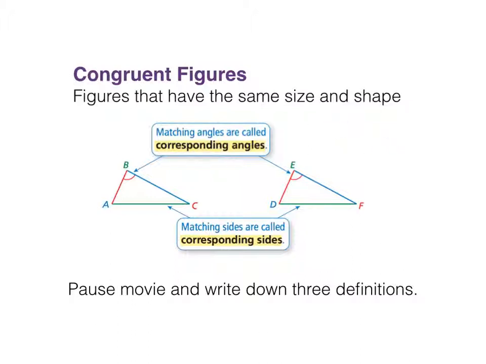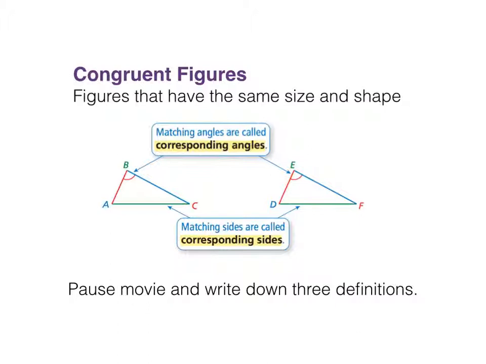So, the figures that you guys can see below, these two triangles, are congruent figures because they have the same size and shape. We can also say that corresponding angles are matching angles and that corresponding sides are matching sides.